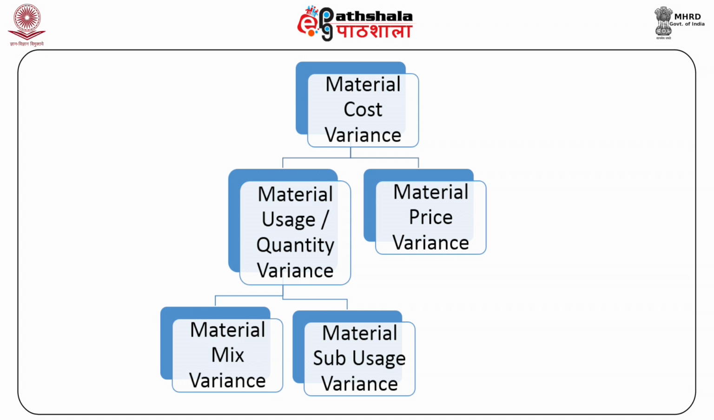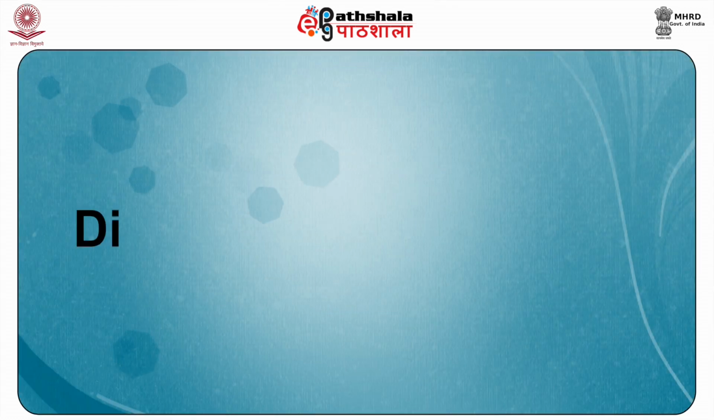Sixth, material yield variance measures the difference in actual output yield for a given set of inputs and the standard output yield for a given set of inputs.